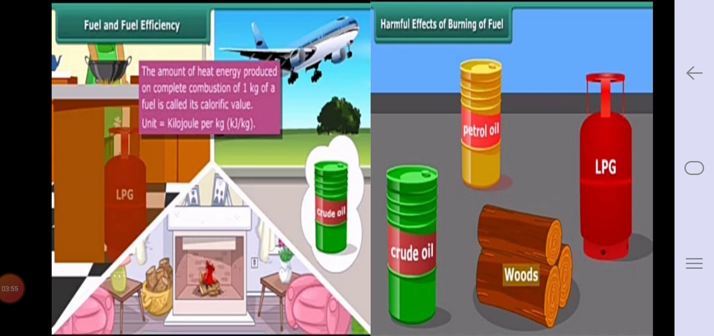Okay. Calorific values of some fuels, it is given in your textbook. You can refer that. Different fuels are given and their calorific values are given. Now the fuel which have more calorific value, that means it produces more amount of heat when the combustion process is done.